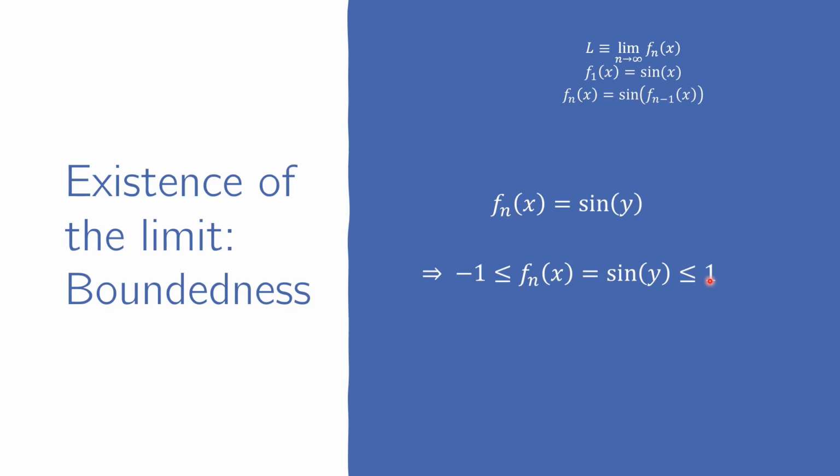And the reason for that is because the range of the sine function is -1 to 1, and we know that from trigonometry. And just by showing this, we have shown that f sub n of x is actually bounded. In fact, we know that it is between -1 and 1. And so there we go. We've shown that the sequence that we're looking at is bounded. So we only need to show next that it is monotonic.